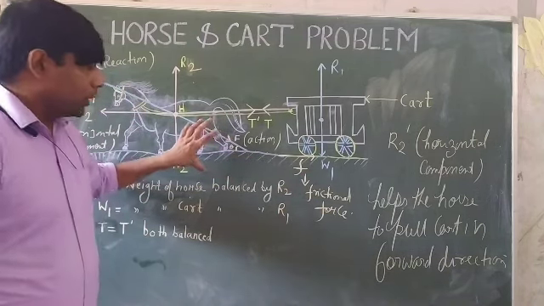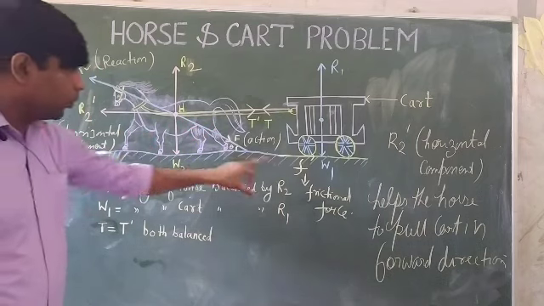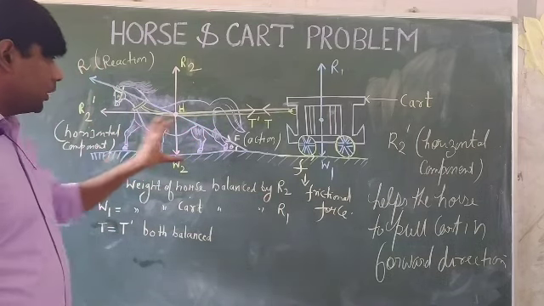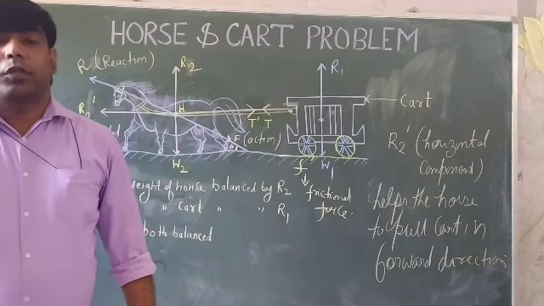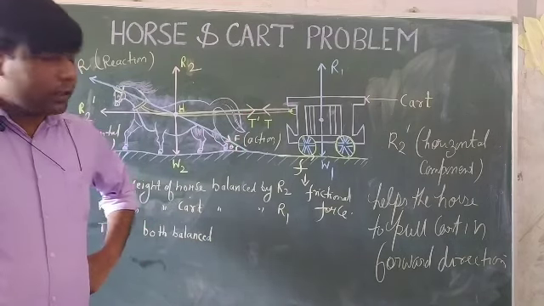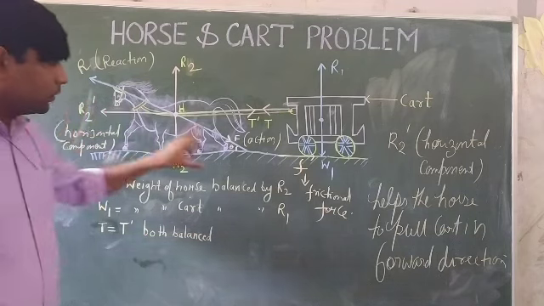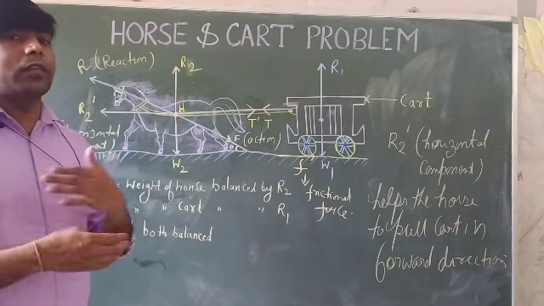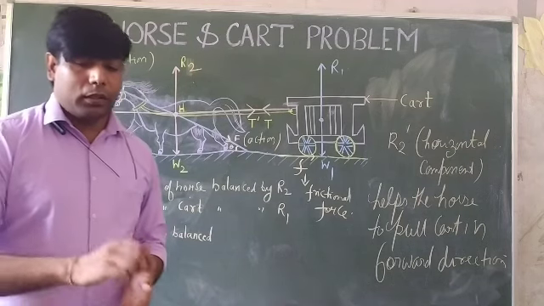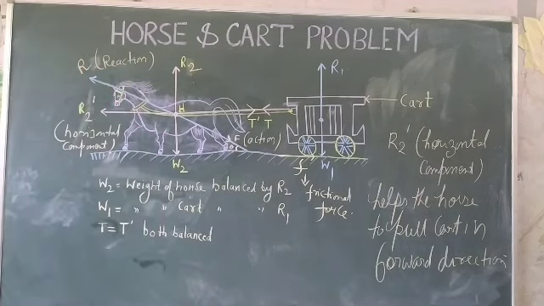Then this cannot move. But if both are equal, that is, R2 dash equal to F, then the cart will move with uniform motion. And when R2 dash is greater than F, the motion will be accelerated. That means its speed will change, and the horse and cart will move with accelerated motion.